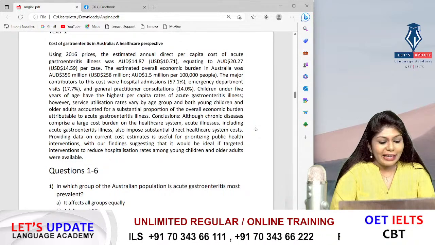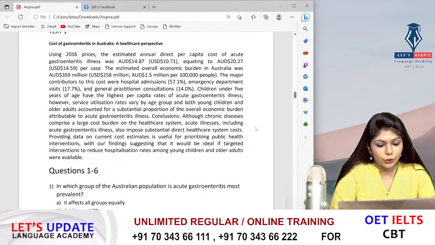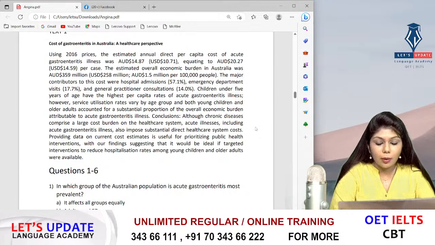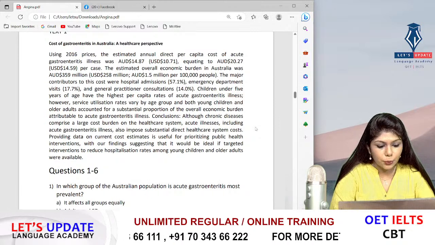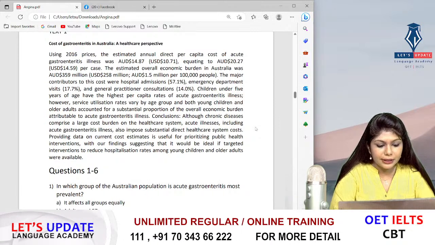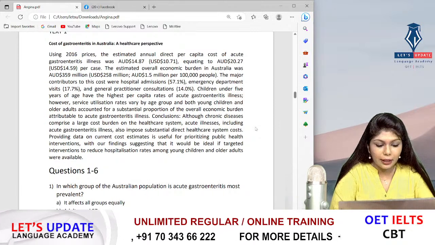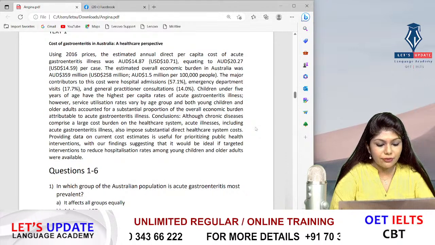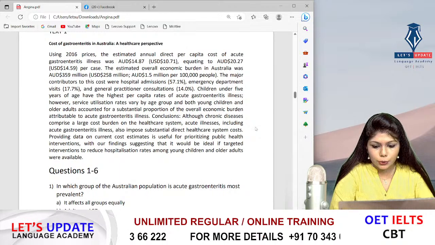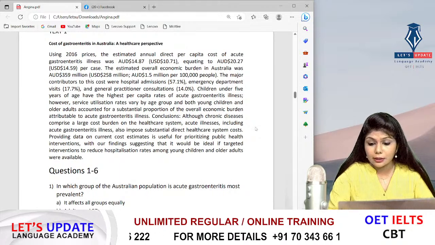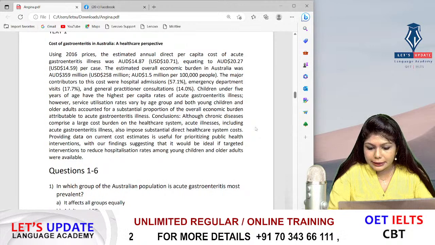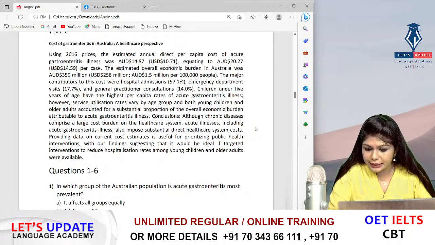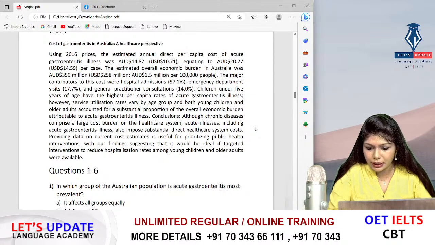that's the extract, and the question is, in which group of the Australian population is acute gastroenteritis most prevalent? The options are: A, it affects all groups equally; B, adults aged 57 or over; C, children aged 5 years or less. I can see your answers coming in. Apart from the answers I've already read, Updl has also responded with C.